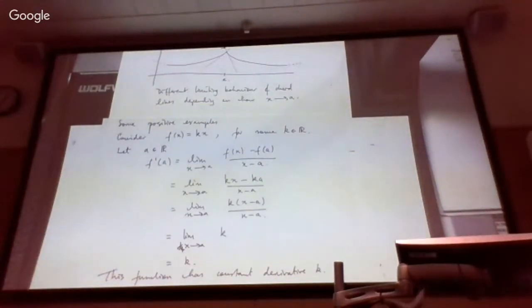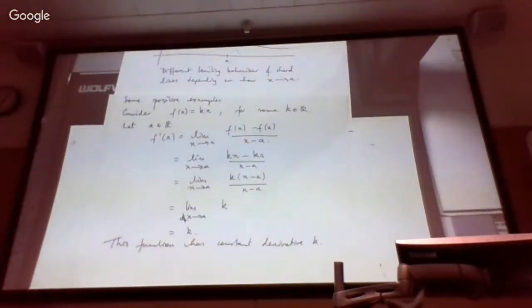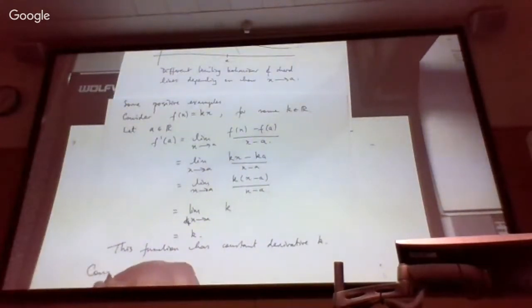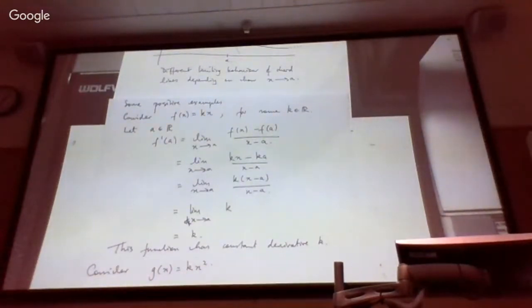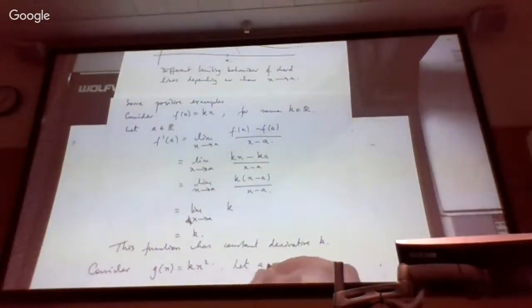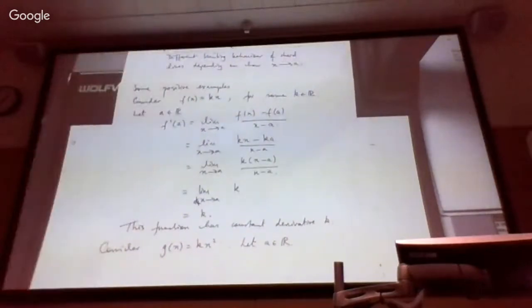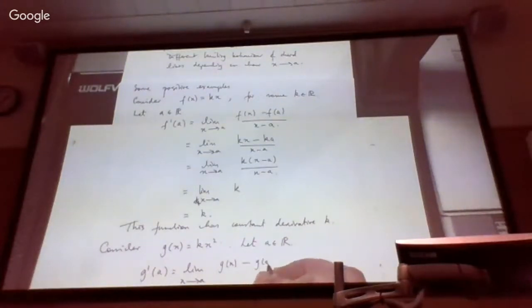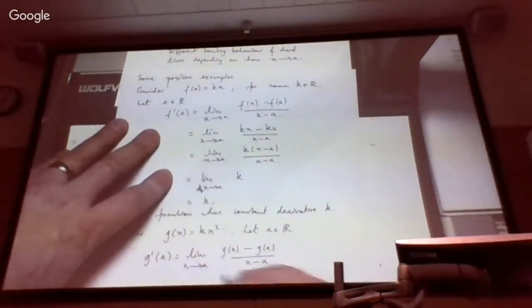We could look at another example. What's the second example? It's kx squared. So we could consider a function g of x being kx squared. And we could apply the definition. We could let a be a point in its domain. This function is defined everywhere. So the derivative of g at a should be the limit as x approaches a of g of x minus g of a over x minus a. That's just the definition of the derivative.